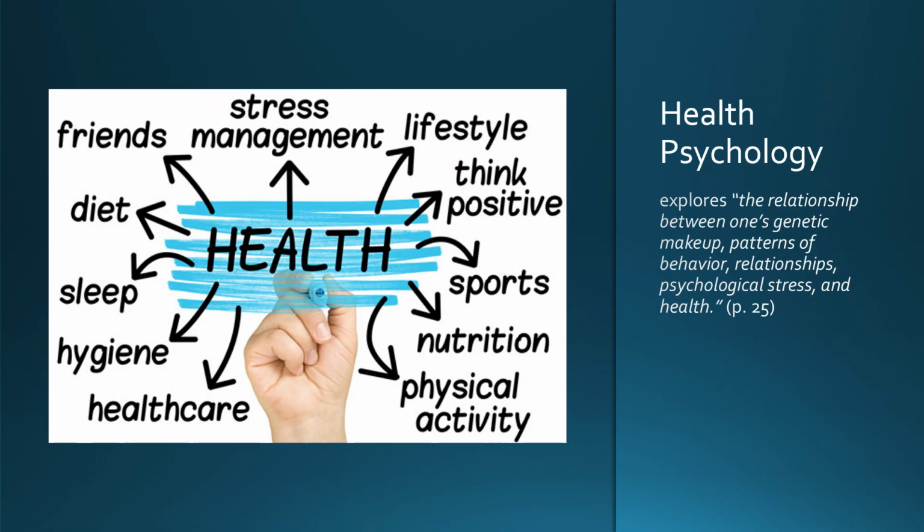Health psychology explores the relationship between one's genetic makeup and patterns of behavior, relationships, psychological stress, and your health. So again, we see that combination of behavior and the social psychology aspect of how we live in relationships, and our stress and our health, which is the biopsychology aspect of how well our body's doing. And you can see from the diagram on the left that it includes a lot of different things. It includes our nutrition, the way we eat, our diet, how much sleep we get, what kind of health care we get. All these things are intertwined to be health psychology.